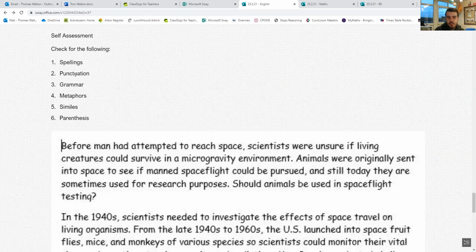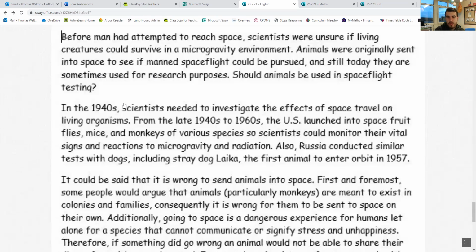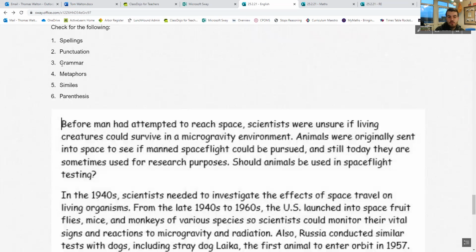Next up, punctuation. So there's commas, exclamation marks, question marks, full stops. Next up is grammar, okay? Making sure your grammar is correct and making sure your words make sense. Have you used the correct tense? We are using probably a bit of past tense and a bit of present tense here, talking about bits in the past and bits that are happening now. So make sure you've got the correct tense and you swap between the two correctly.